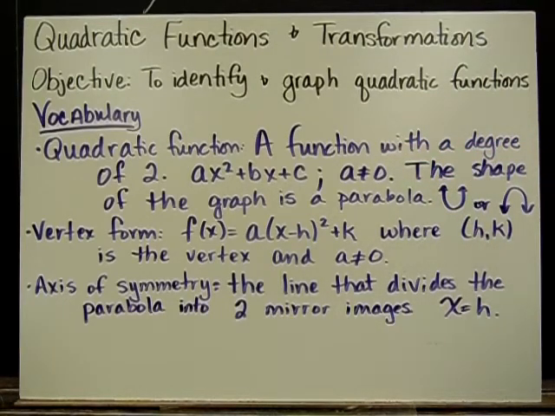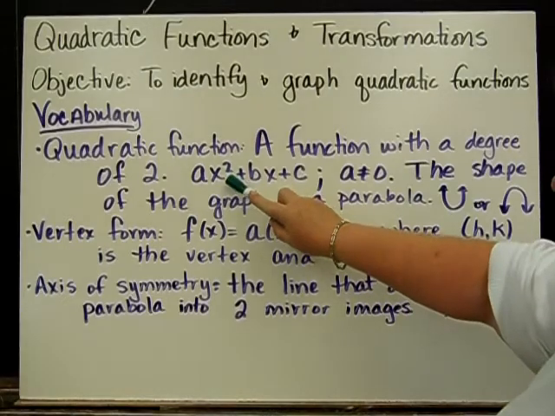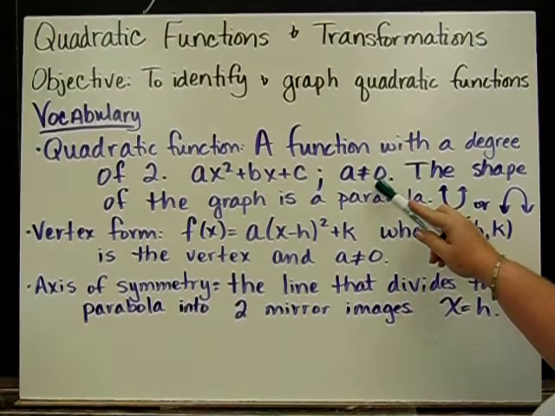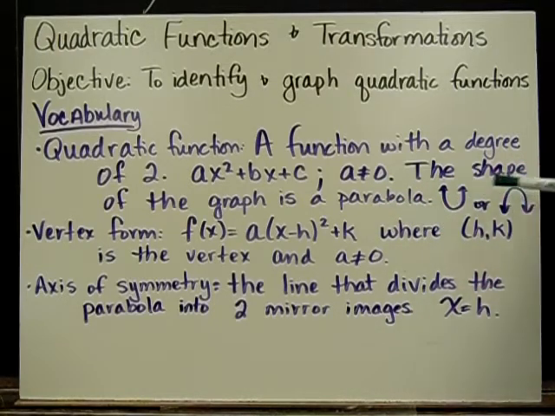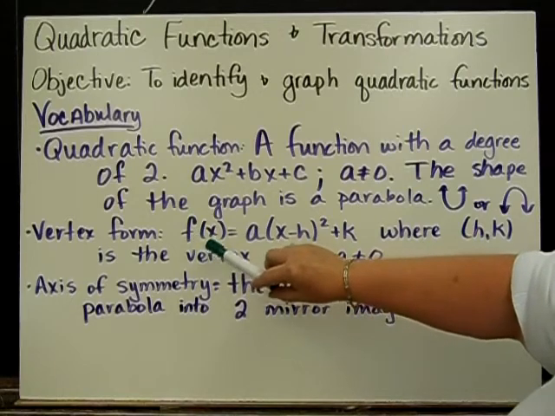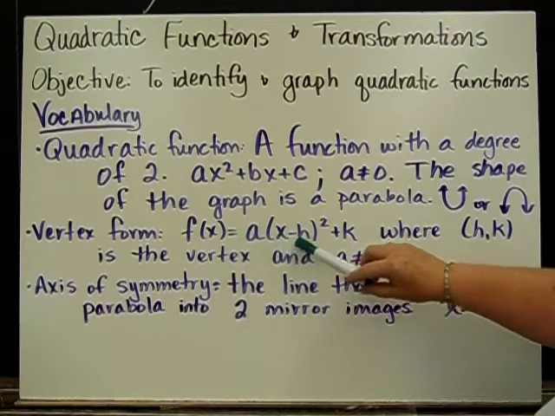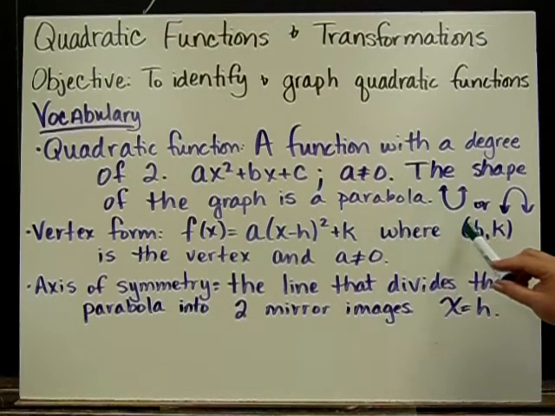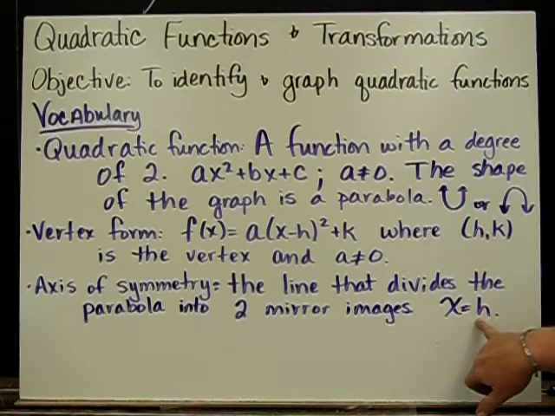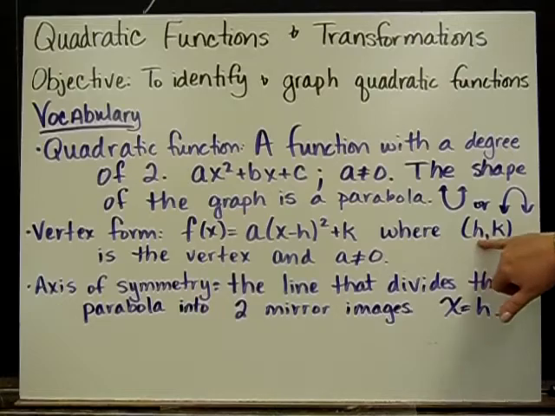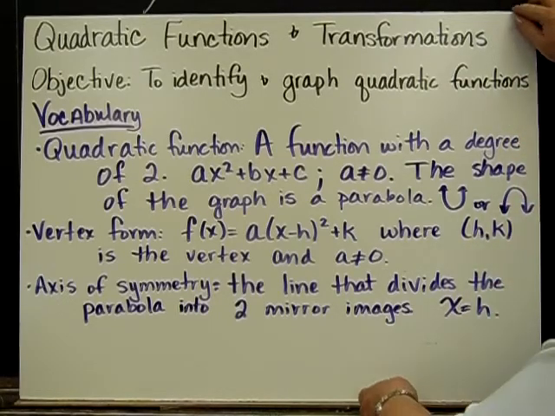A quadratic function is a function with a degree of 2, the degree of 2 right here, where a is not equal to 0. The shape of the graph is a parabola, which is a U that opens up or down. Vertex form for the equation is f of x equals a times (x minus h) squared plus k, where (h, k) is the vertex and a cannot be equal to 0. The axis of symmetry is a line that divides the parabola into two mirror images, and the equation for that line is x equals h, and this is the same h as in the x position of the vertex.